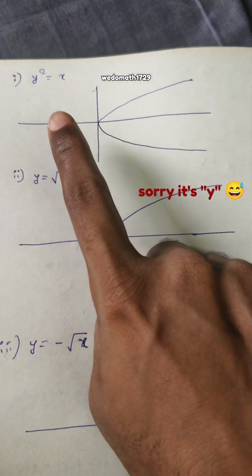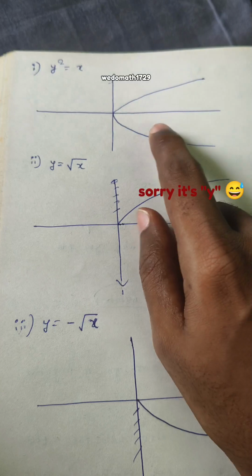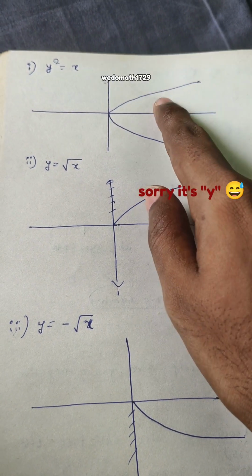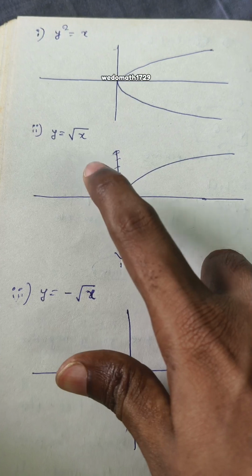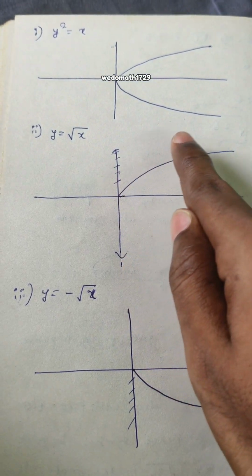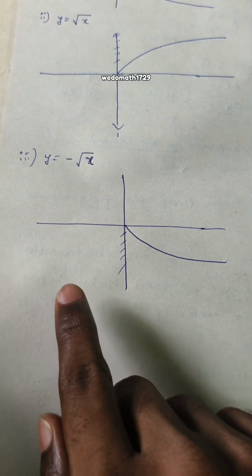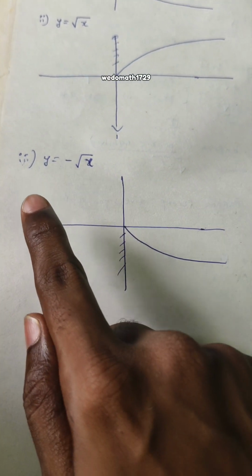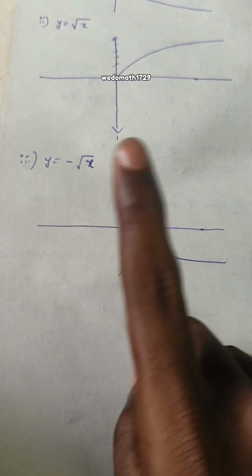y equals x square, it looks something like this. See here, y can be both negative and positive. And in this case, y is equal to square root of x. y can only be positive. It can never be negative. And in this case, y is equal to minus square root of x. y can only be negative. It can never be positive.